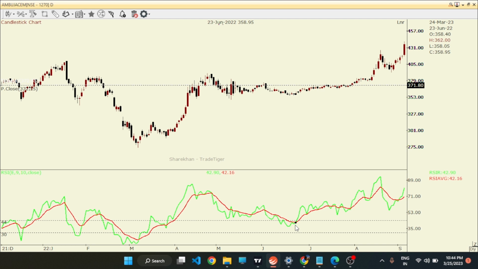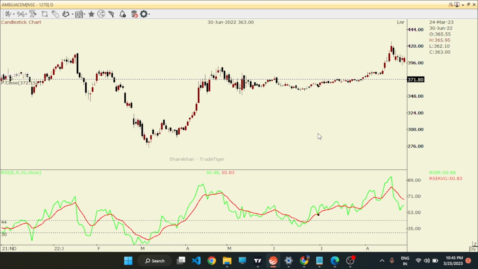Here the RSI value was 42 and 42. Okay, no issue, we can make a trade here. And the candle closing, you can see the data on the right side of the chart: high, low, close, open, and date on the top of it. So as you can see, this candle's closing was 358.95 and low was 358.05.